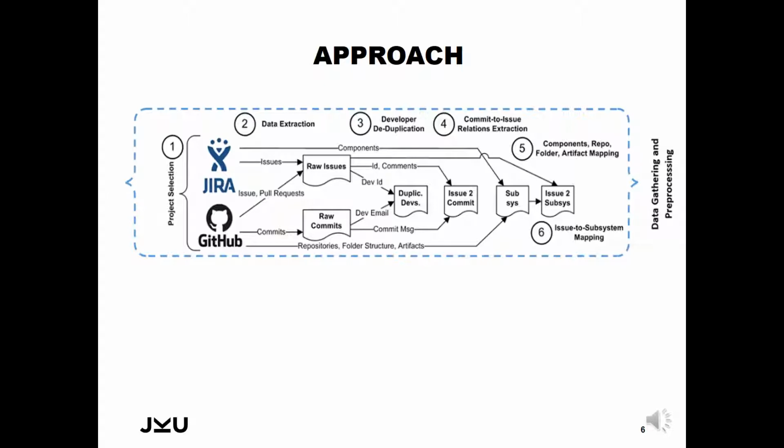I will briefly go through each step of our approach here. We select projects from Jira and GitHub, and in step 2 we extract information comprising commits, issues, pull requests, and source code structure. Further, in step 3 we take care of the situation where a developer uses multiple accounts or email IDs and deduplicate such IDs. In steps 4, 5, and 6, we store conceptual and structural links among the commits, issues, artifacts, and subsystems.